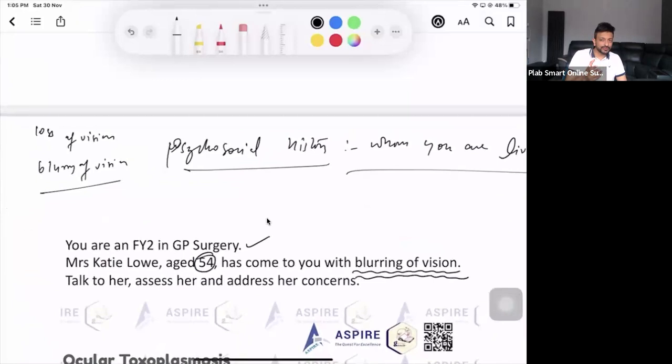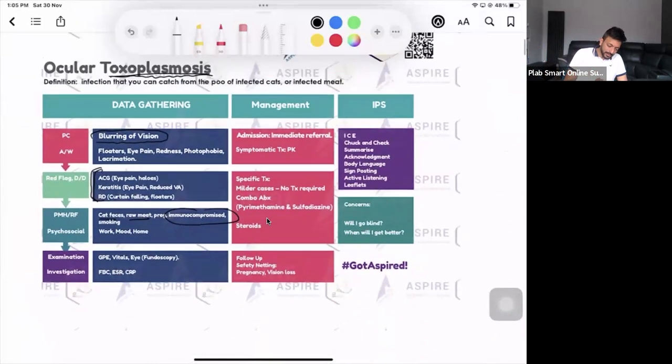So when patient has got loss of vision, blurring of vision, you ask whom you are living with so that you have got the support. And this patient might say, Doctor, I'm living with the cats. All right. Thank you for letting me know. Yeah. So in ocular toxoplasmosis, if patient is immunocompromised, if patient is pregnant, that's very important. And if patient is dealing with cat feces or raw meat, that is a risk factor of getting ocular toxoplasmosis. That's the main thing.